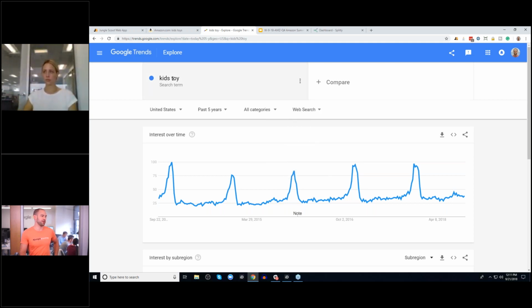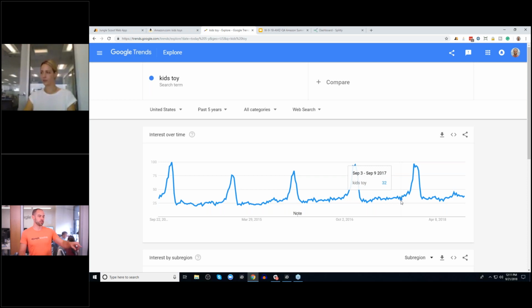The particular search term I used was kids toy, just because I wanted something with pretty dramatic sales differences. And as to be expected, I'm seeing that starting in the beginning of November, sales really increase. They're the highest up until about Christmas, and then bam, right as January hits, they're very low again. All right.